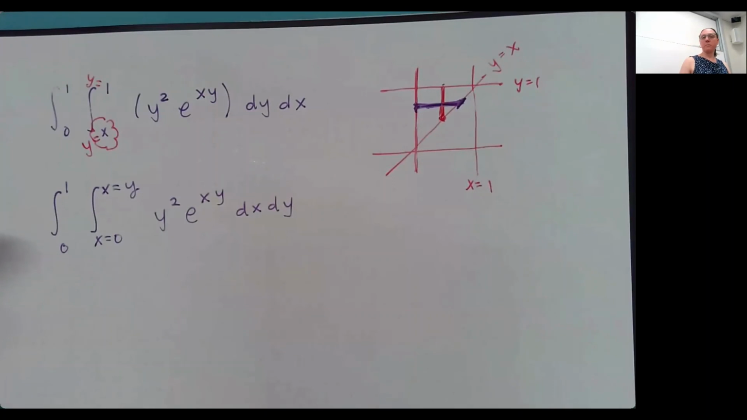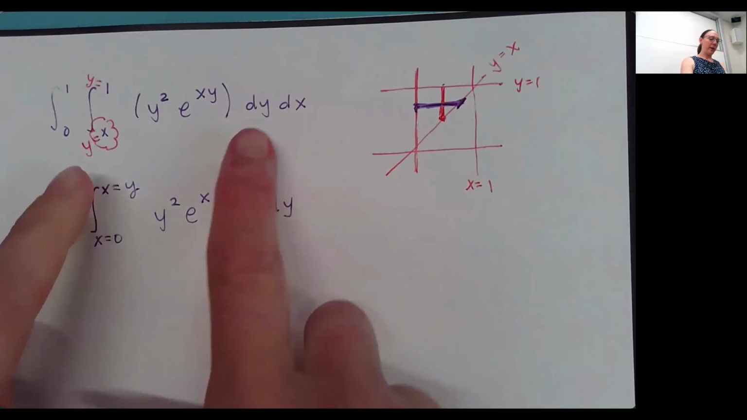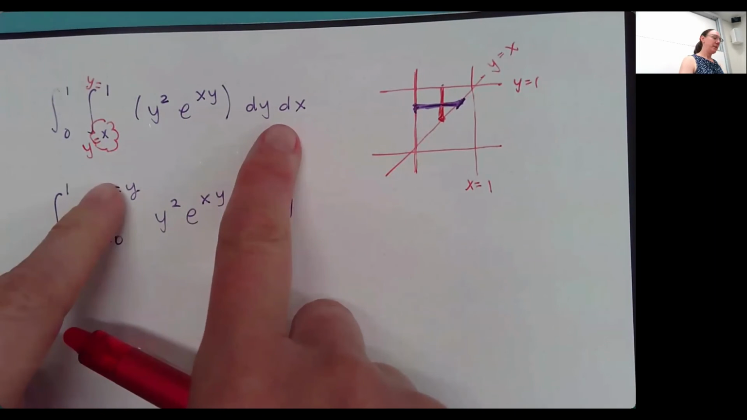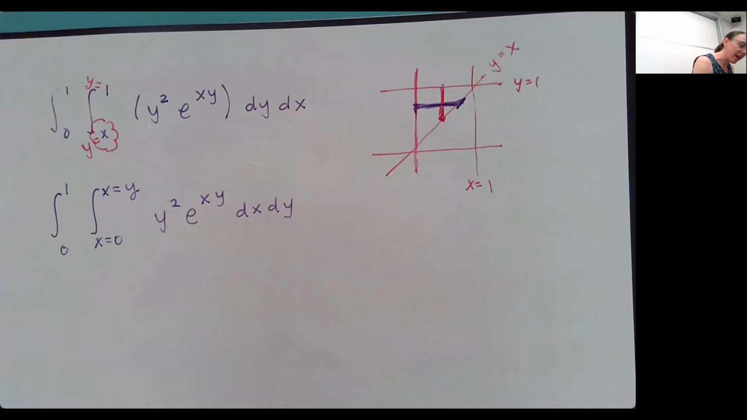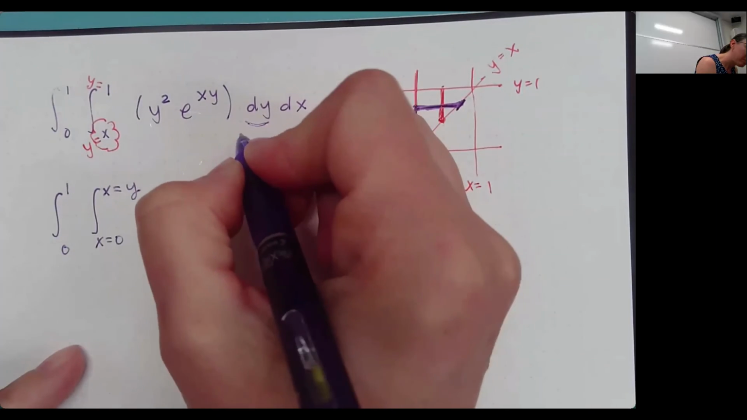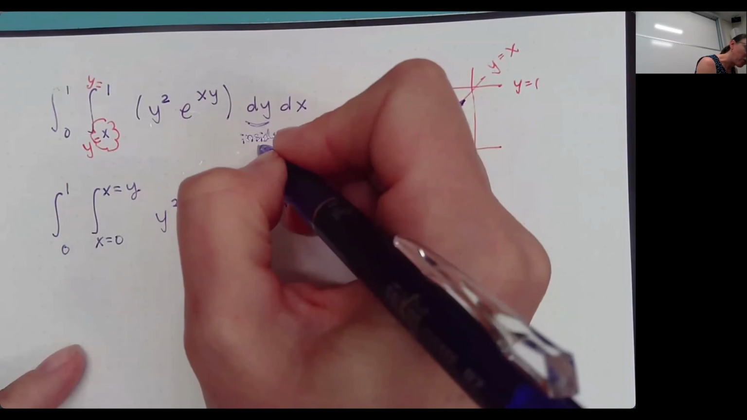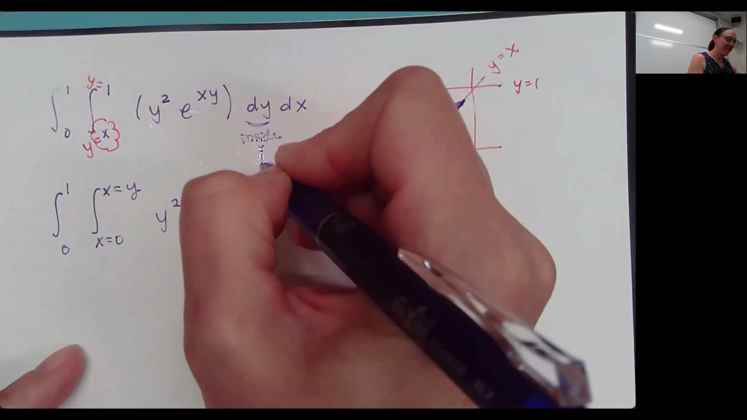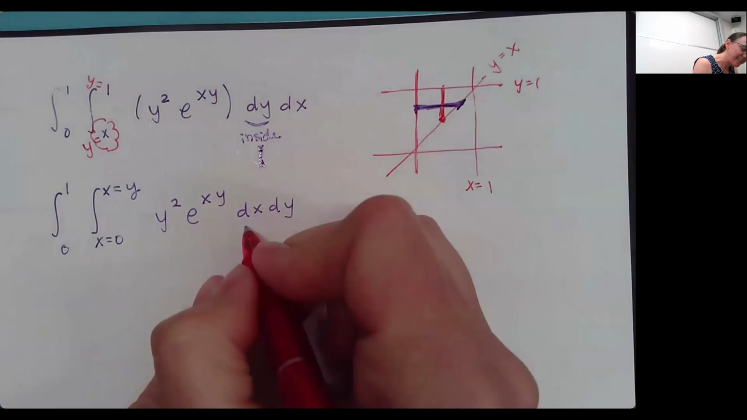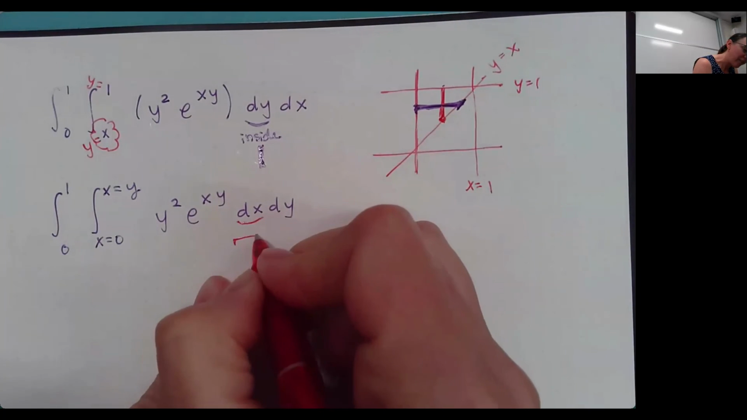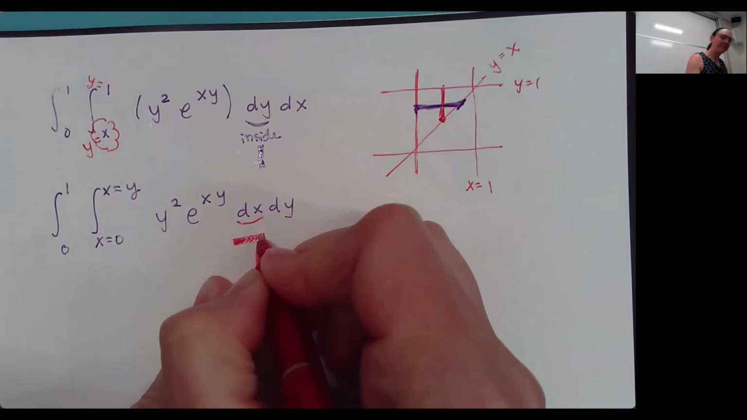How do I know what it is originally? So if dy is on the inside, that means that I have a vertical cross section. If dx is on the inside, it means I have a horizontal cross section.